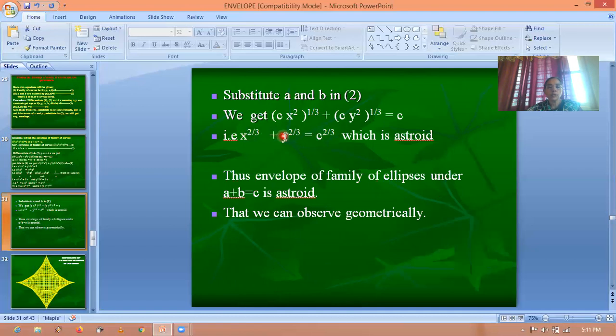So it is x raised to 2 by 3 plus y raised to 2 by 3 equal to c raised to 2 by 3, which is the required envelope, and that is an asteroid already. You come to know that you already know this equation. Thus you can say that the envelope of the family of ellipses under the condition a plus b is equal to c, that means go on drawing the ellipses with the sum of the major and minor axis constant, then you can get that as an asteroid. So geometrically you can see that in the next video I will show it.